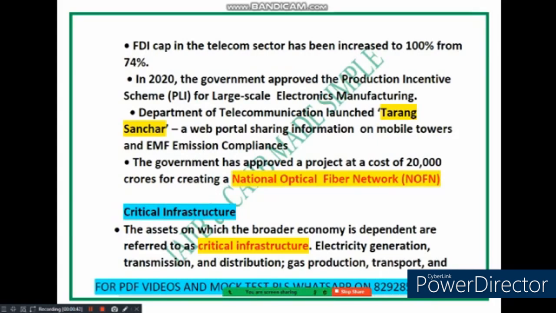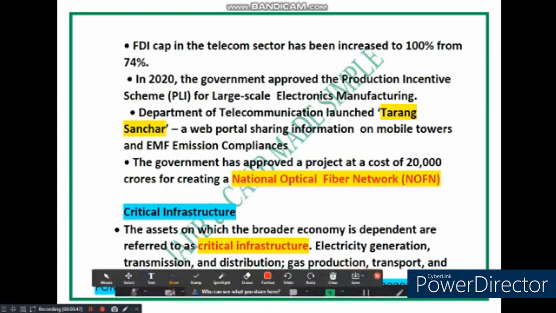Now let's talk about the FDI cap. What is the meaning of FDI? FDI stands for foreign direct investment, which refers to the investment made by a foreign company or individual into the economy of another country. This FDI cap represents the maximum percentage of ownership that a foreign entity can have in a particular sector.